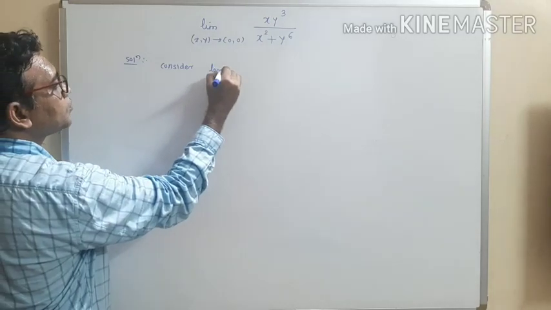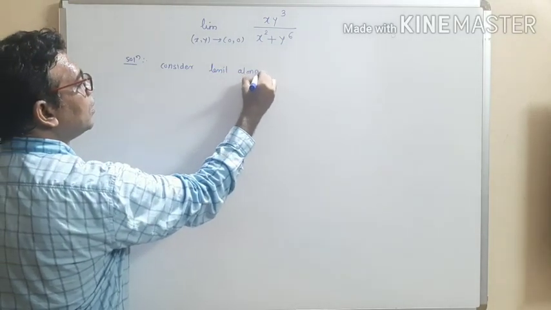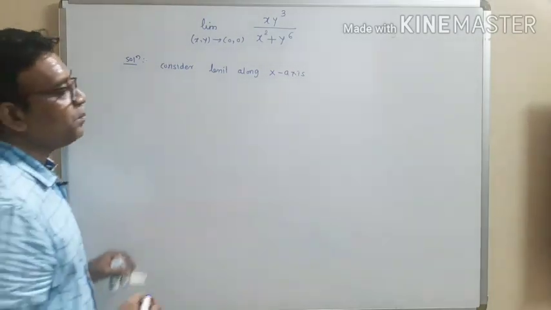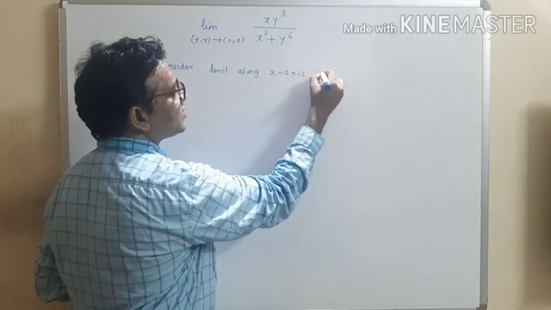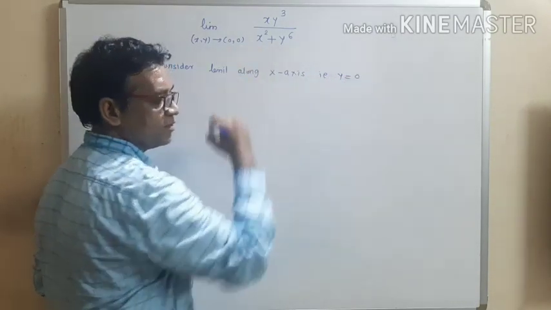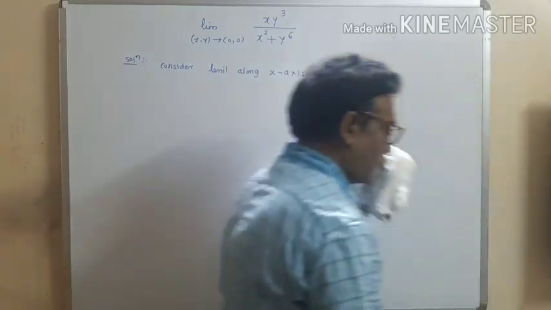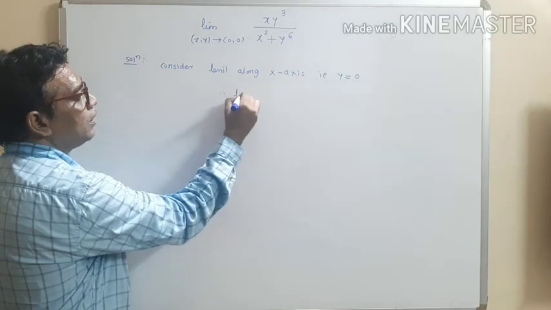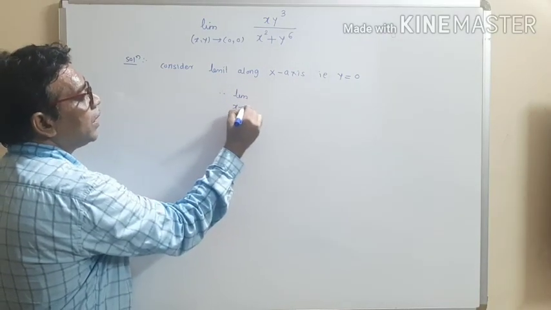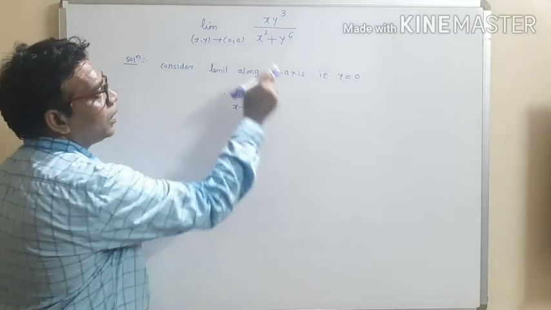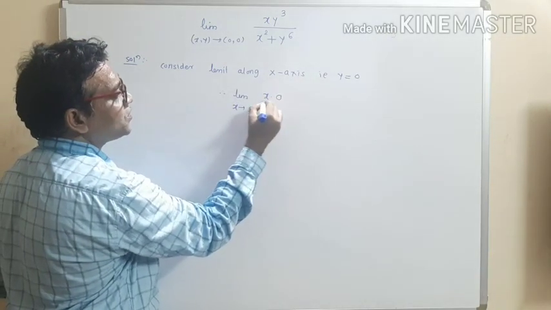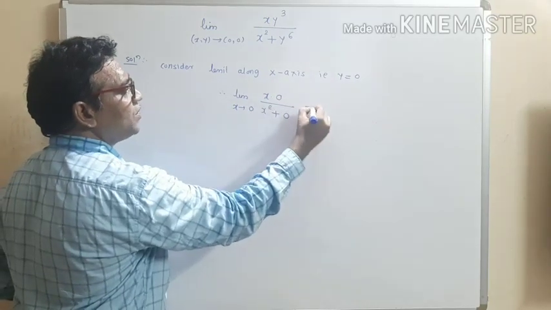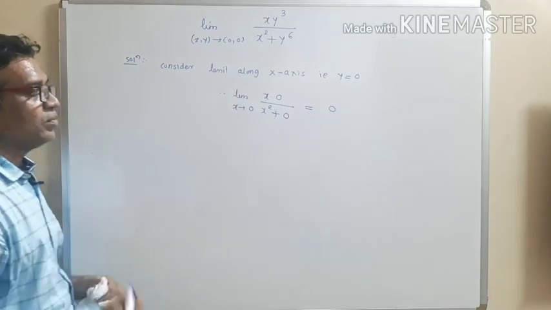Consider limit along x-axis. This is our first path, which is some simple equation. So equation of x-axis is y is equal to 0. So put y equal to 0 in the given function. So we get limit x tends to 0. Put y is equal to 0, so this is x into 0 divided by x square plus, now put y equal to 0. So anything into 0, we can directly write here 0.